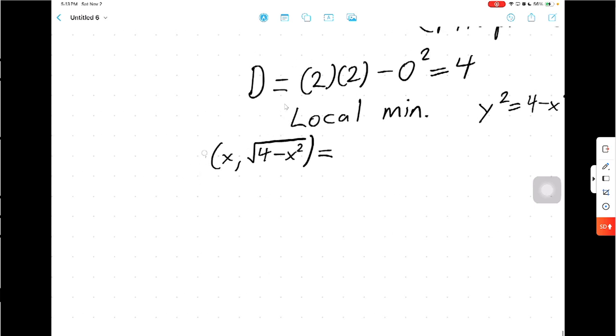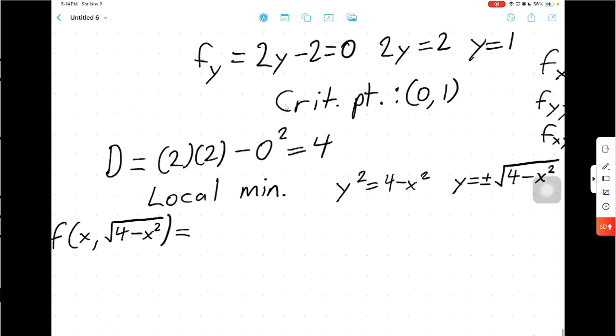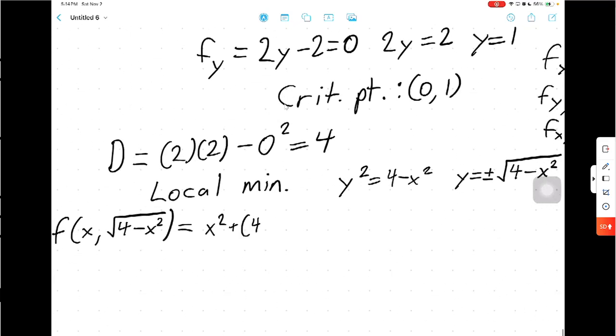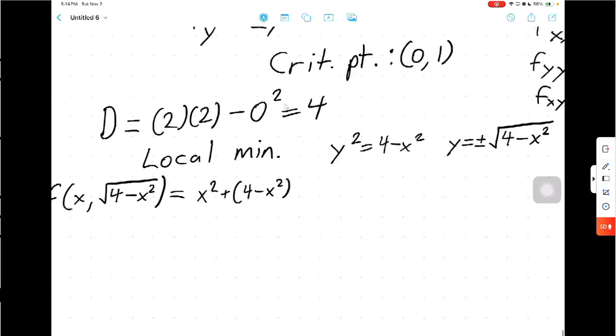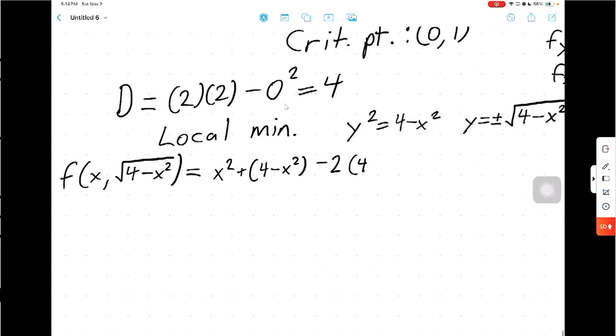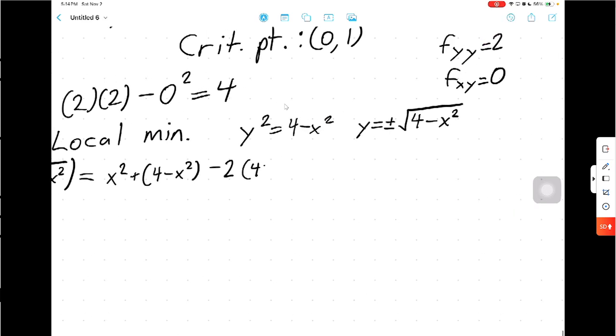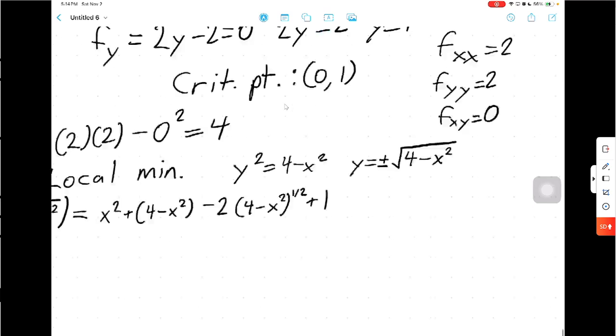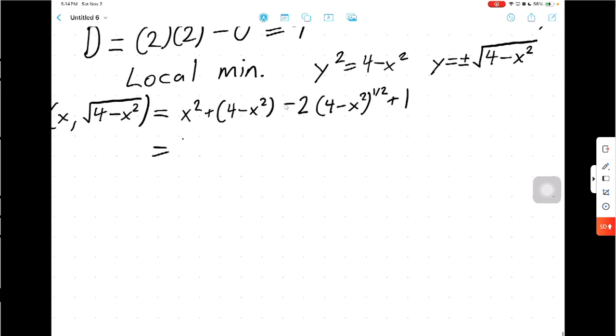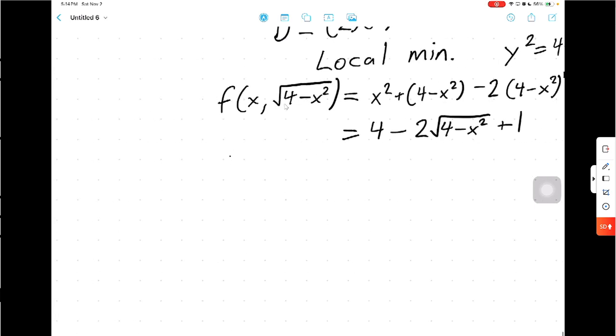So first we have f of x times the root of 4 minus x squared. We have x squared plus 4 minus x squared minus 2 times 4 times the square root of 4 minus x squared, or I'll just use the 1/2 because it's not good looking, plus a 1. This is x squared plus 4 minus x squared, so this is going to be a 4, minus 2 root 4 minus x squared plus a 1. And I'm just going to call this g of x.